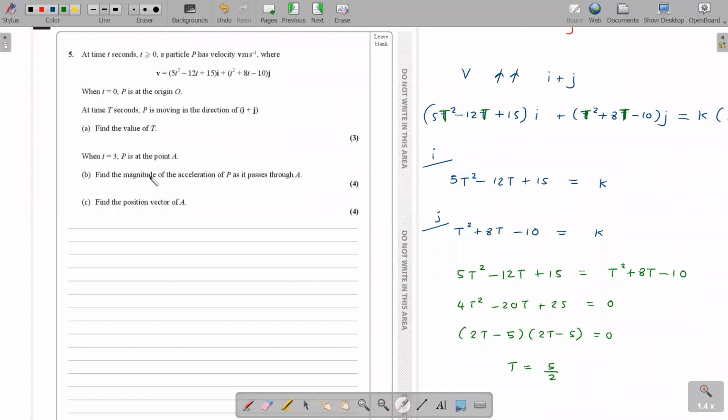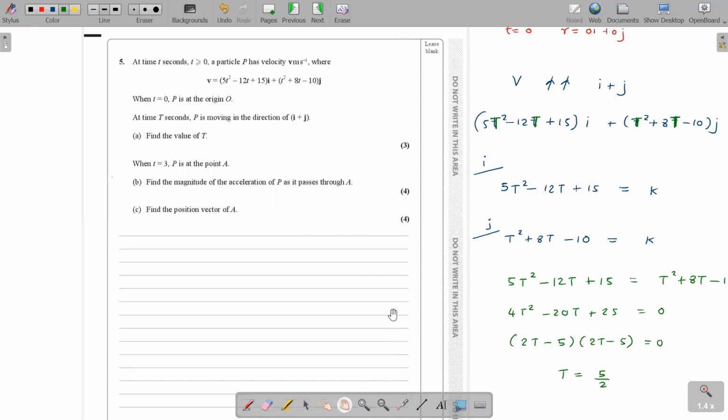Part B: when t equals 3, P is at the point A. Find the magnitude of the acceleration of P as it passes through A. So how do I find the acceleration? First thing is, before going for the magnitude of acceleration, first find the acceleration as a vector. How do we find the acceleration vector? Velocity is given to you, right, in terms of i and j. So what do we do? We differentiate the velocity and find our acceleration.